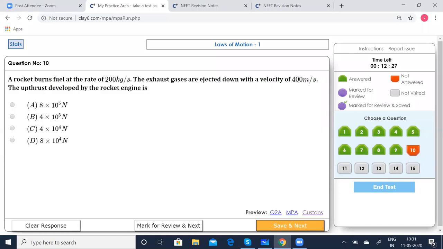A rocket burns fuel at the rate of 200 kg per second. The exhaust gases are ejected down with a velocity of 400 meters per second. The upthrust developed by the rocket engine is what? Now F is equal to V times dm by dt. Simple. We know V is given as 400, dm by dt is 200. Multiply that. That gives you 8 into 10 to the power of 4 newtons.